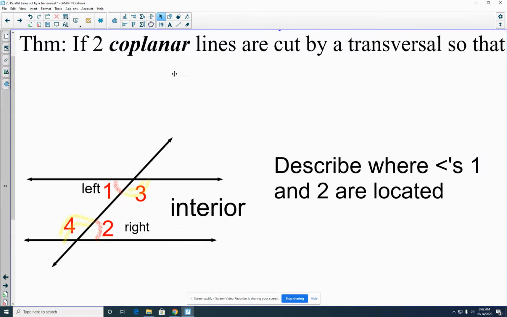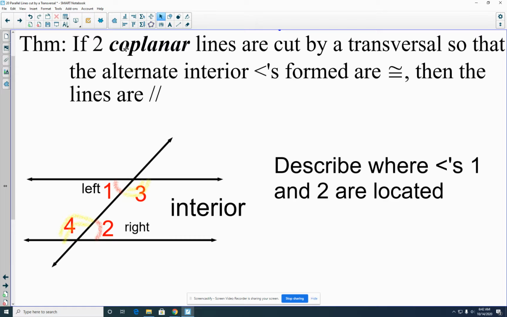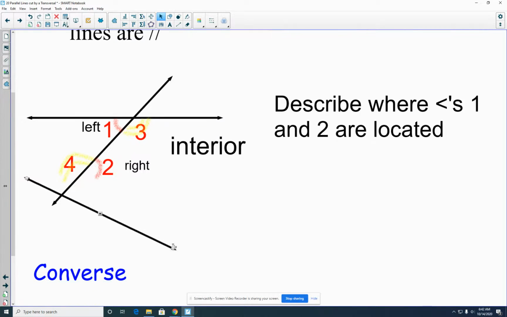So the theorem that we say is if we have two coplanar lines cut by a transversal so that alternate interior angles are formed, then these lines must be parallel. So if these angles are congruent, these lines have to be parallel. Now watch this. If I take angle 2, and right now it's acute, and I make it obtuse or a larger acute, are these lines parallel? And you would say, absolutely not. Well, that's what this theorem is stating. If these angles are congruent, the lines must be parallel.